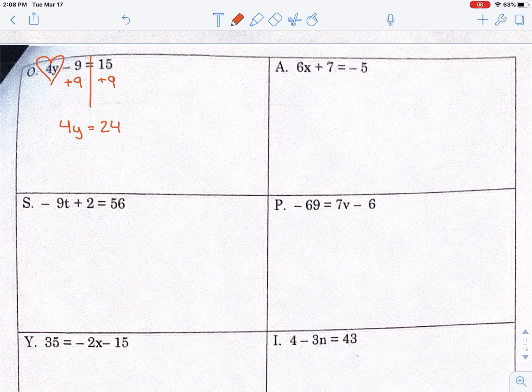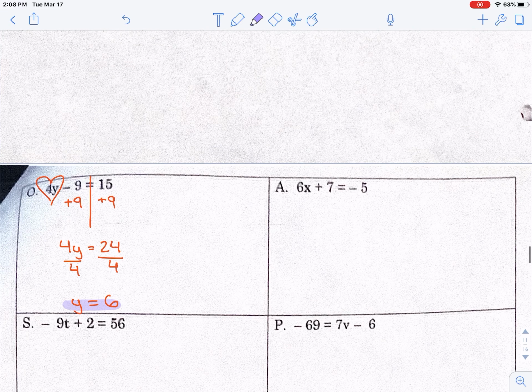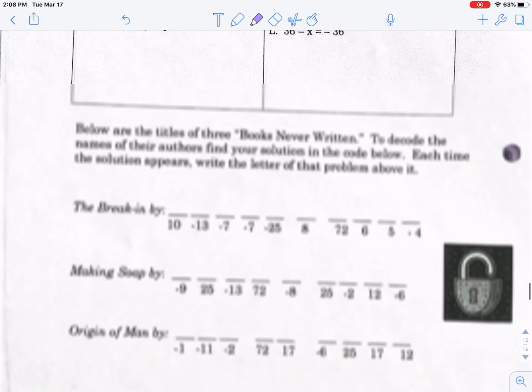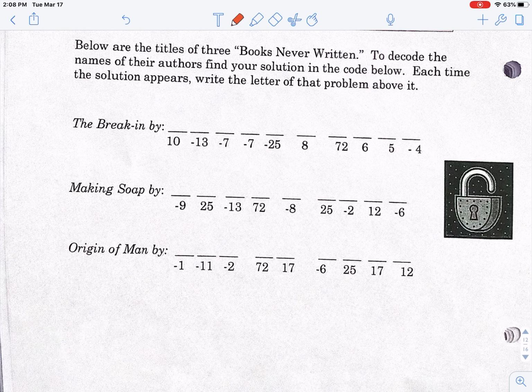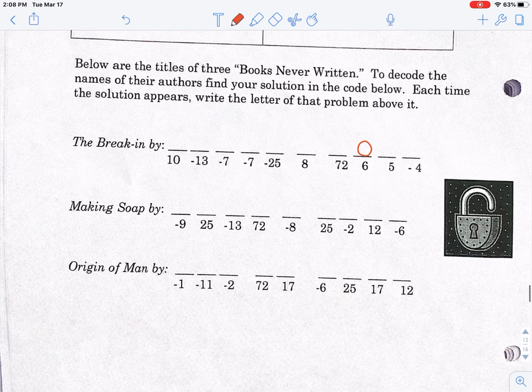And then again, we want that y by itself, so we're going to undo multiplying it by 4 by dividing, and we should get y equal to 6. So again, back down here, that was box O, was the answer of 6. So we should definitely have an O here, and I think that's the only O. Yes, that is the only O here.